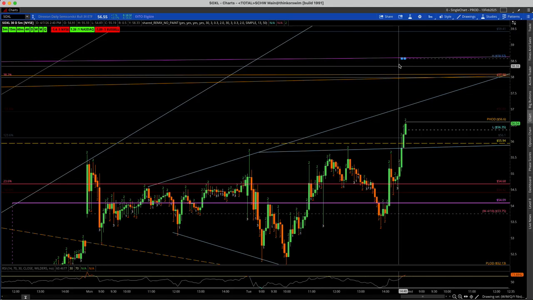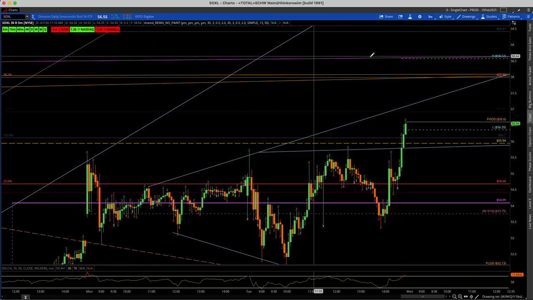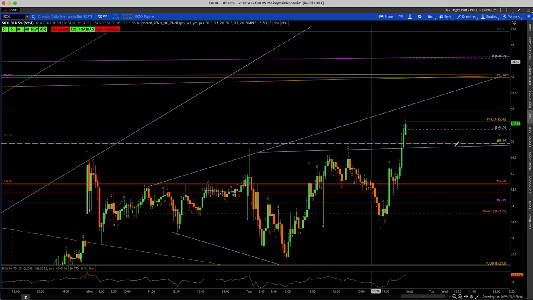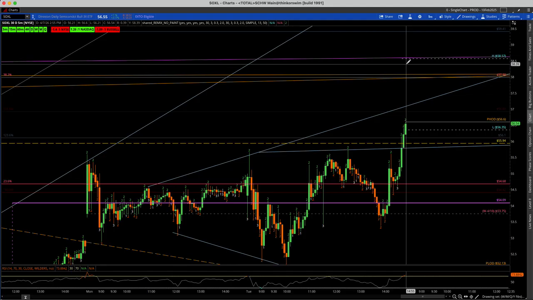Let's say we test the weekly broadening formation. That's a solid line going slightly from lower left to upper right. That is a weekly broadening formation. So we'll say that overnight high is there.